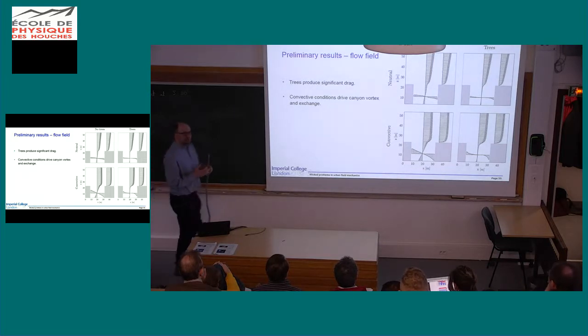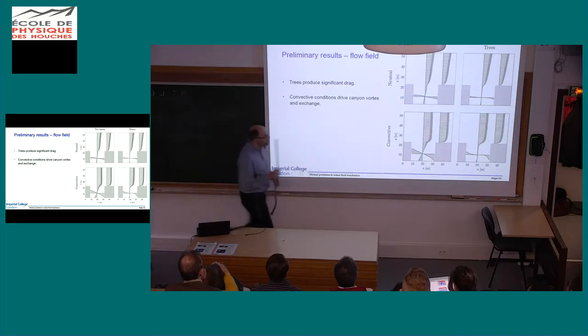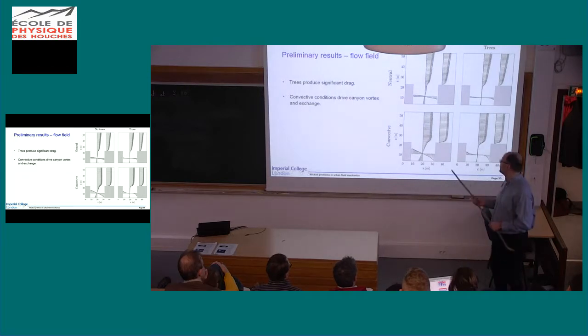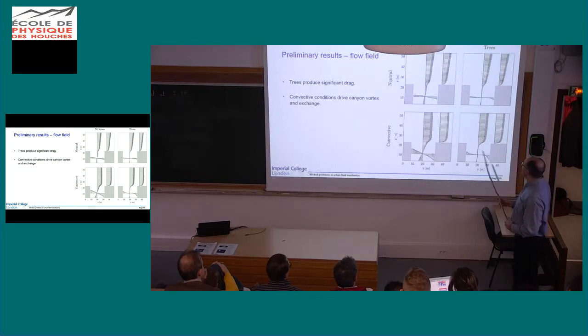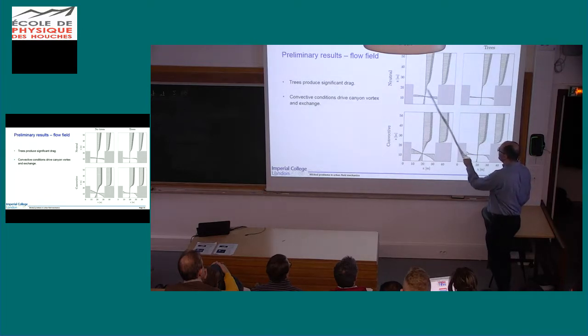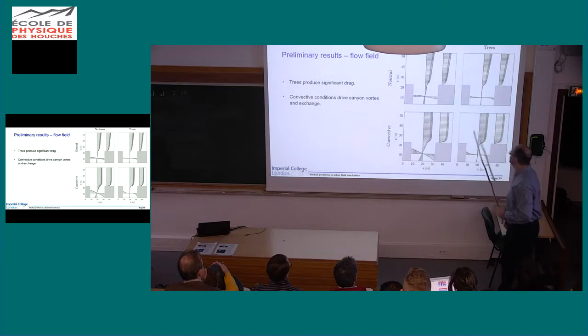Often it's also said trees are good for air quality. Well, that's not evidence at all, because they also block the transport. This is what happens if you've got no trees and trees. You see it here clearly: you get less circulation inside the canyons. What is interesting is the difference between a neutral and a convective case.